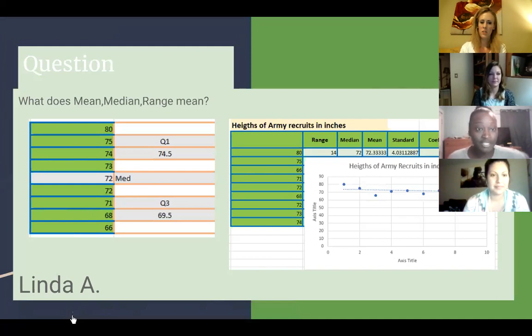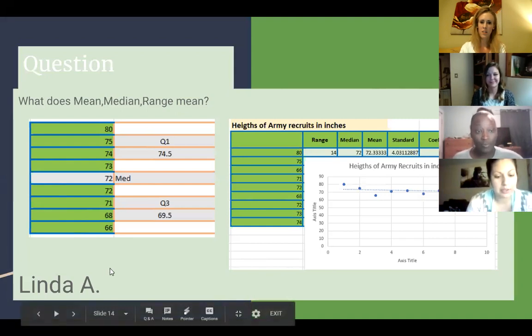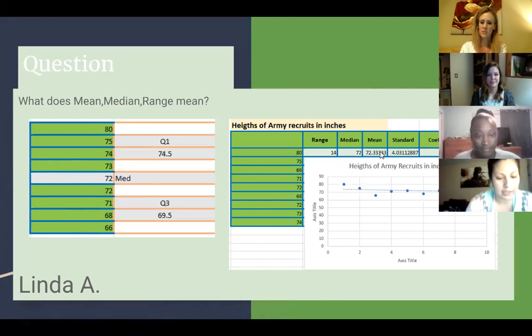Linda, what do the mean, median, and range mean? Okay, the mean is the average number, the central value of a set of numbers. To calculate it, add all the numbers, then divide by how many numbers there are.